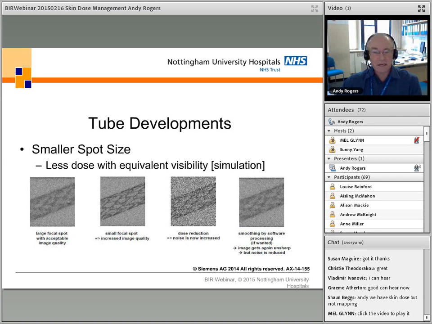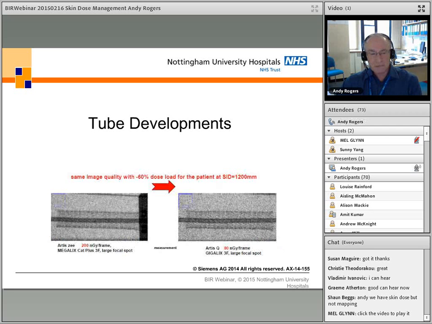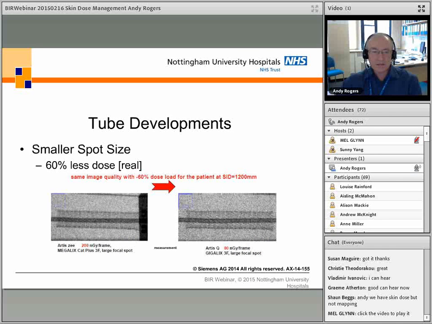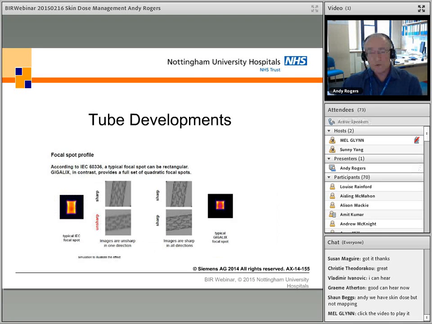This is another simulation. So we started with a large focal spot and everyone thought it was fine. We now go to a small focal spot, so we get a better image quality, so we can reduce the dose a bit. The noise goes up, but we can smooth it back to where we were. So essentially, we're getting a dose saving, but similar image quality. And this is a real picture with 60% less dose, looking at a stent. So you can play around with these tools and you can either keep the same image quality, less dose, same dose, more image quality, that sort of thing, or anything in between. So there is potential here with improved tubes to reduce dose.